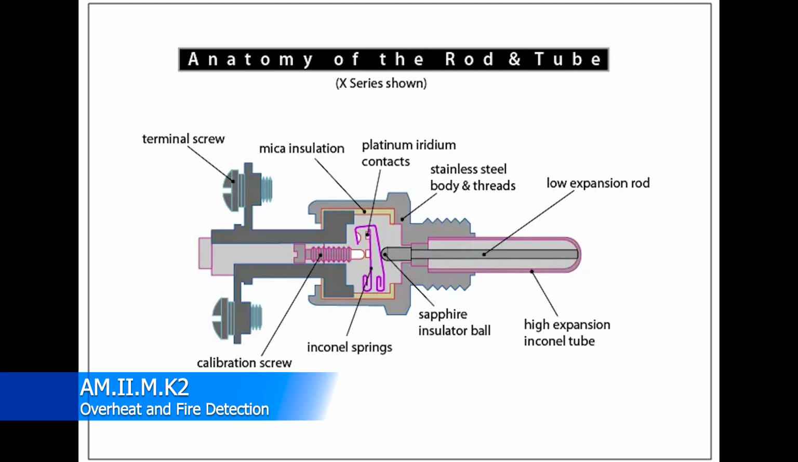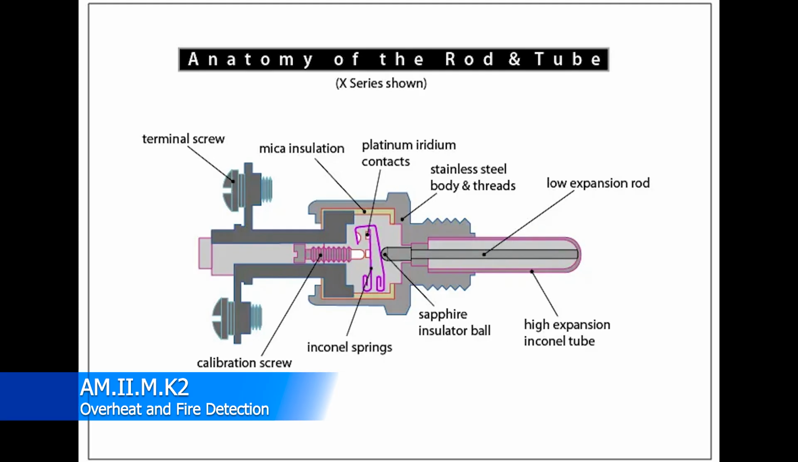Okay, so here's a cutaway of what it looks like. You notice there's a low expansion rod and a high expansion rod on that probe. What that's going to do is that as heat gets applied, there's going to be a differential rate of expansion in those two metals. That's going to create a squeezing action on the low expansion rod and push it onto the diagonal springs that are further to the left on that diagram. That then allows those platinum and iridium contacts to touch, completing a circuit, and then giving an indication in the cockpit. Really, really simple.